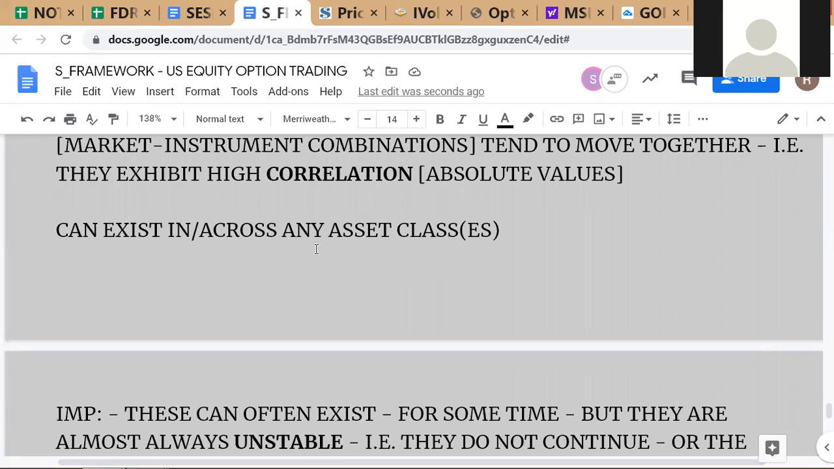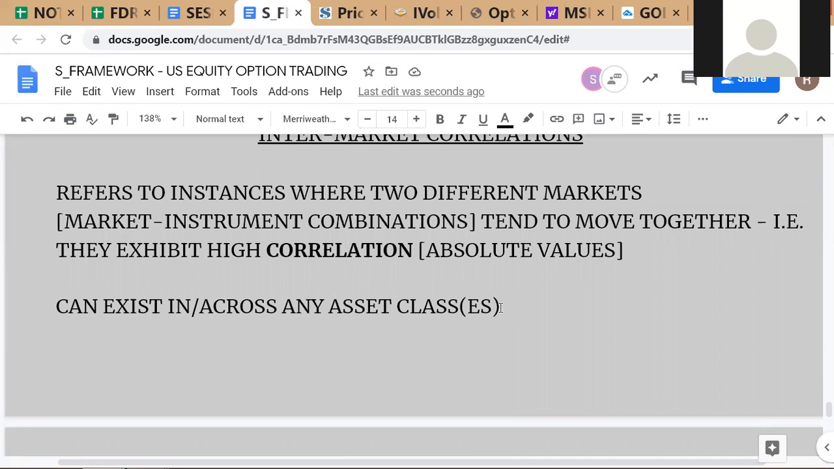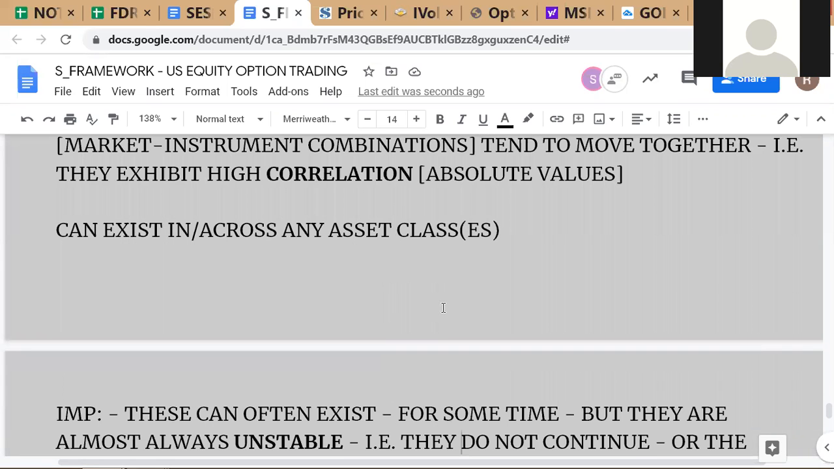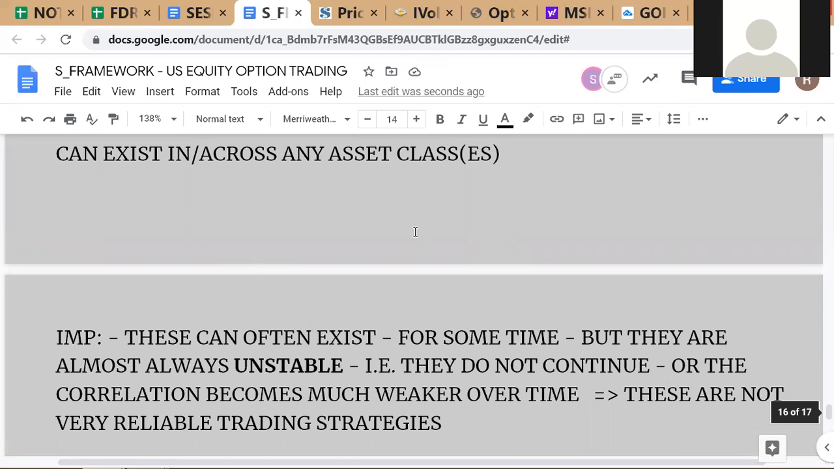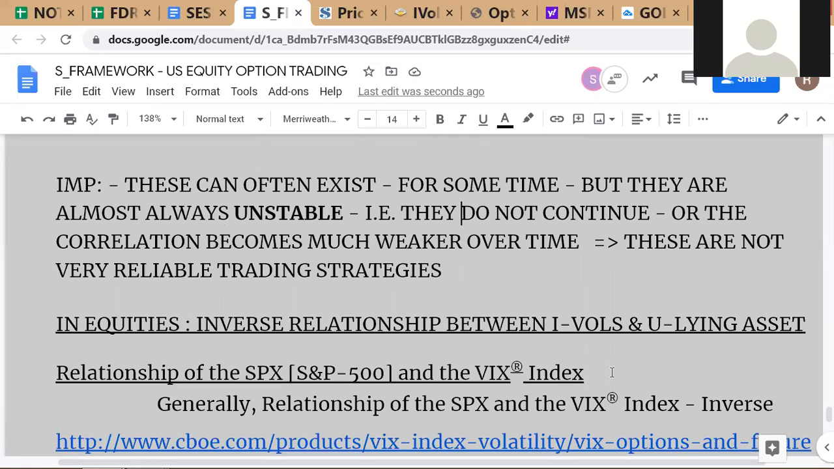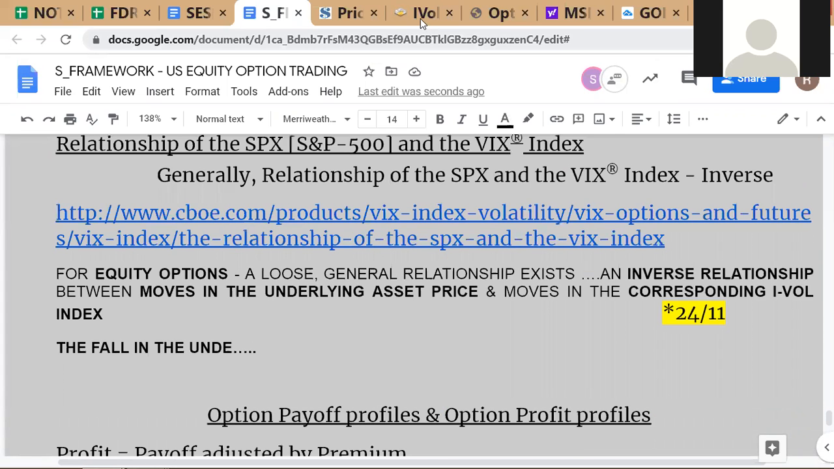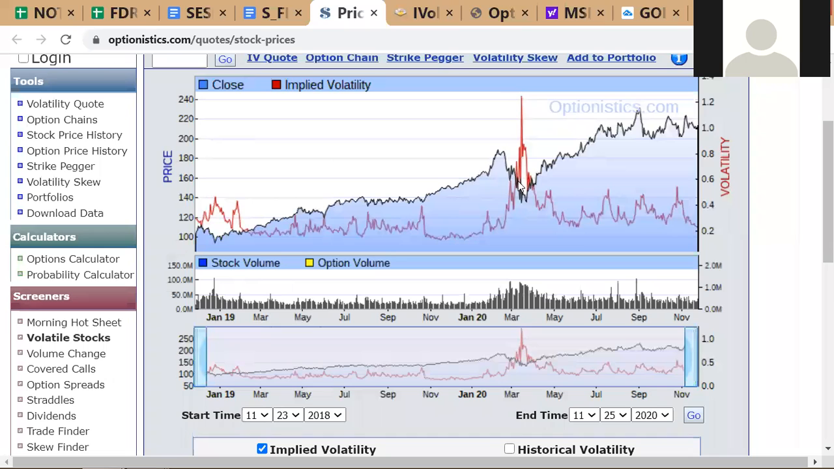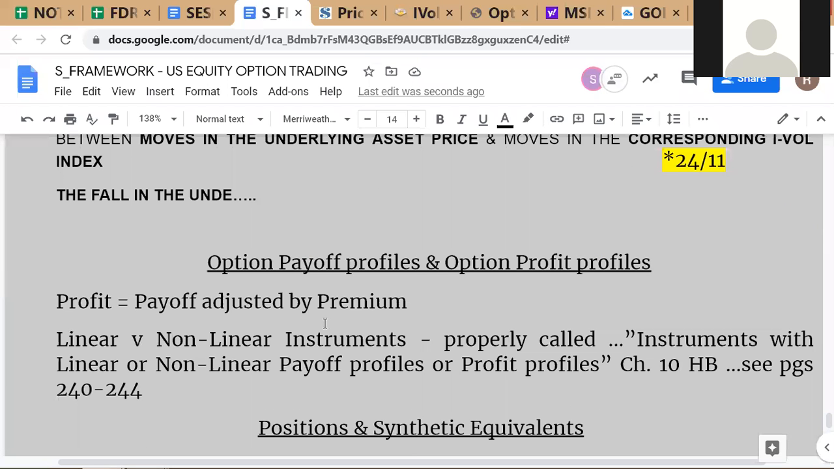So you have two different markets in two different asset classes which are moving together, but then the correlation is not stable. So sometimes you can have the same asset class across two different instruments. For Microsoft common stock, and for options on Microsoft common stock. So as the common stock price declines, the option prices tend to increase, and as the price rises, option prices tend to decrease. So this is the idea of intermarket correlations.